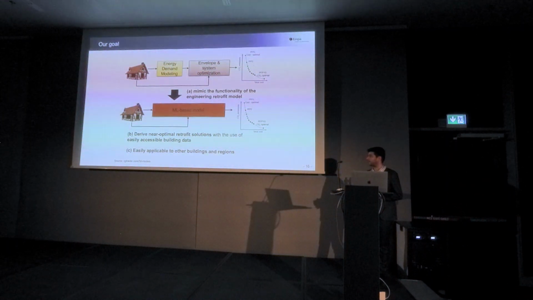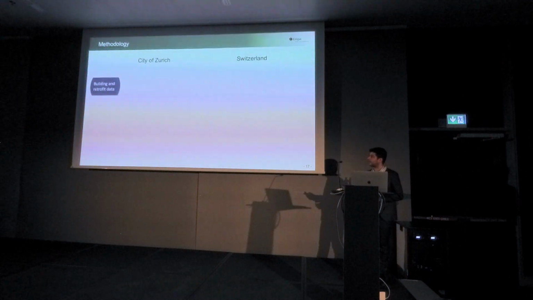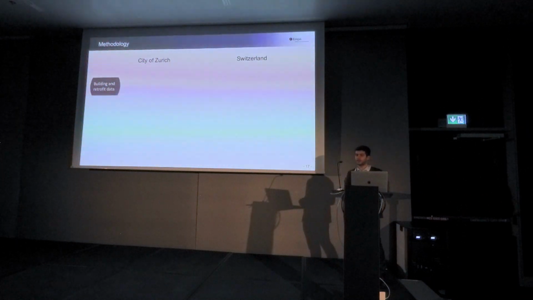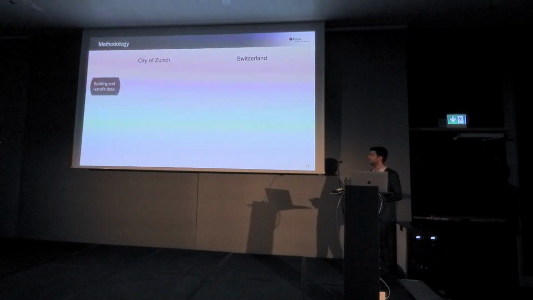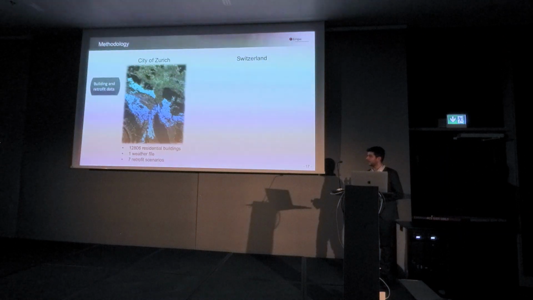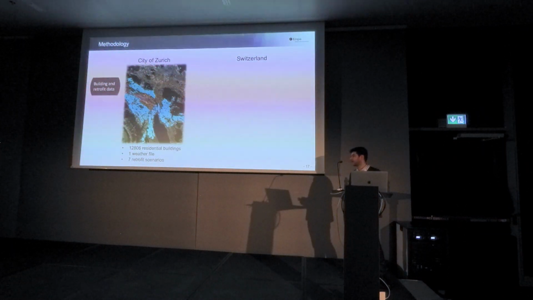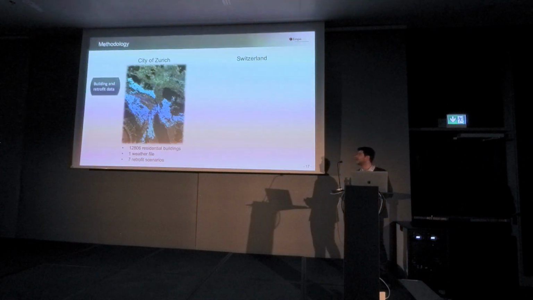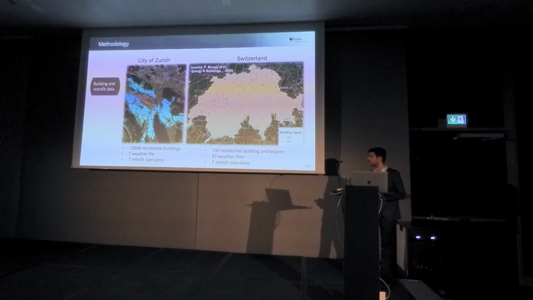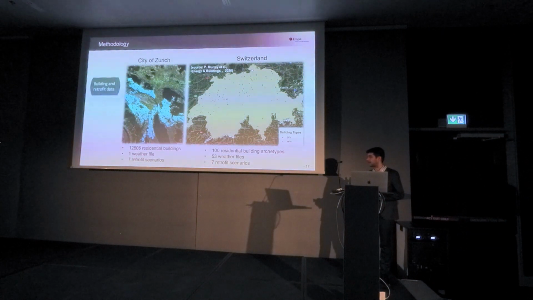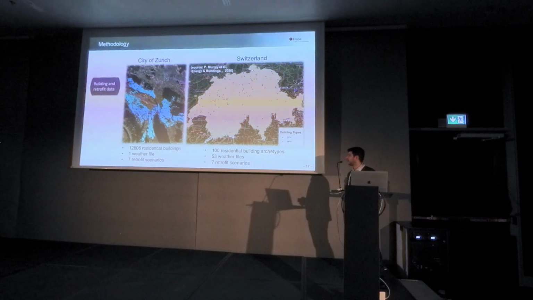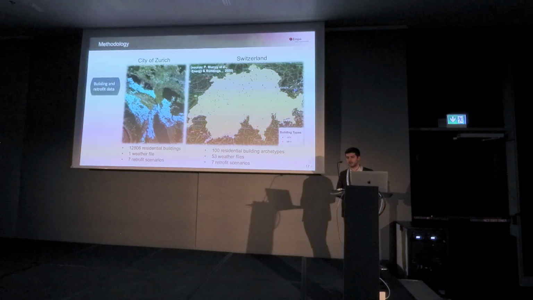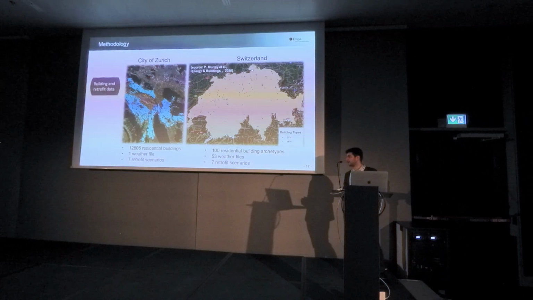How do we do that? We start by collecting the necessary building data. We have two case studies. One is the city of Zurich, and the other one is the whole Switzerland, the whole country. For the city of Zurich, we collected data for around 12,800 residential buildings, while for the whole Switzerland case study, we collected data for 100 residential building archetypes, for 53 weather files, so as to have a representative building set for all the different climate conditions of Switzerland.